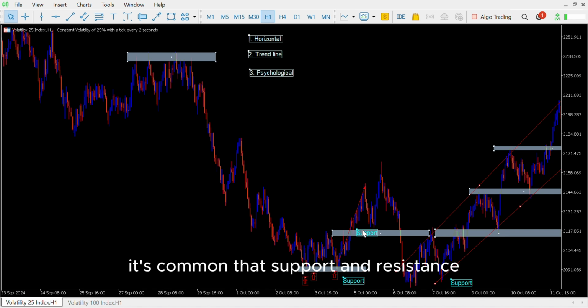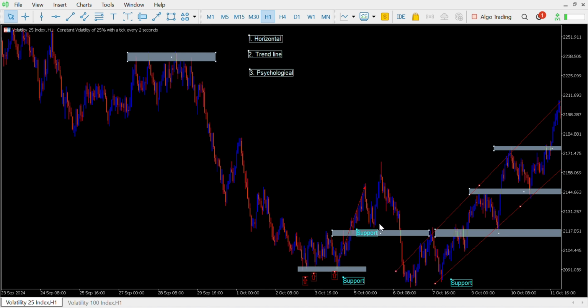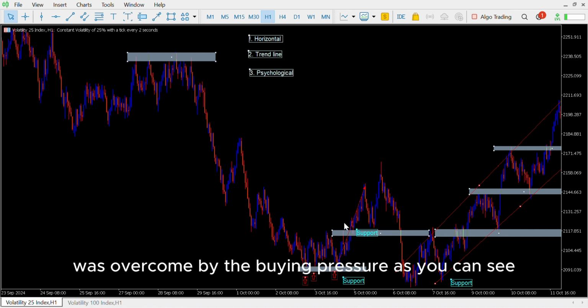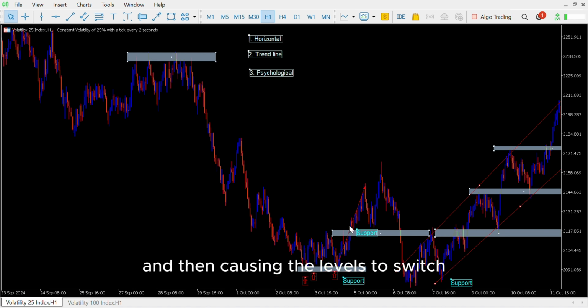Lastly, it's common that support and resistance levels can switch roles. In the example I've just explained earlier, the selling pressure was overcome by the buying pressure, as you can see, causing the levels to switch, or in other words, it flipped. Thus, the previous resistance level now becomes the support level. If it breaks again, it becomes the resistance level in the future.